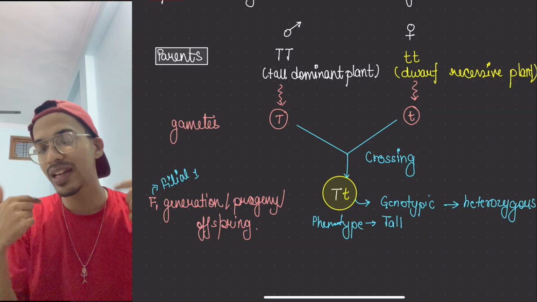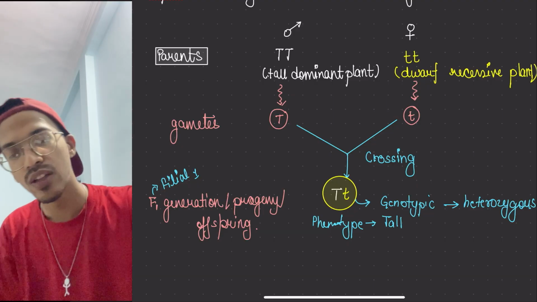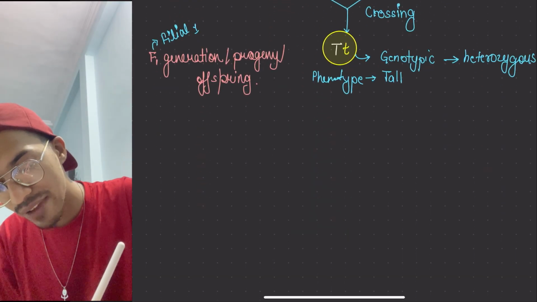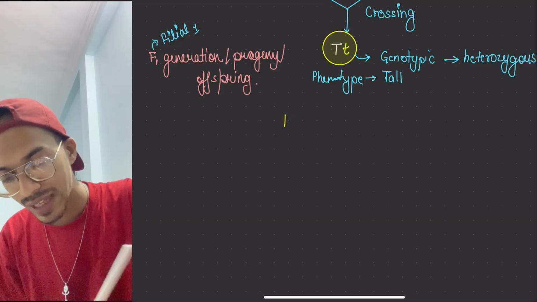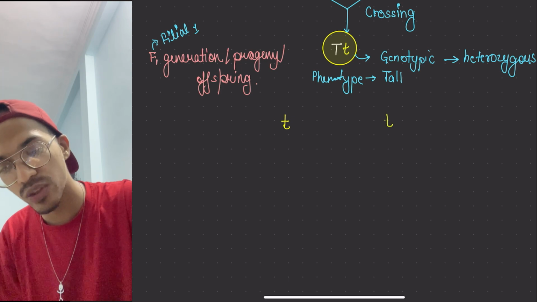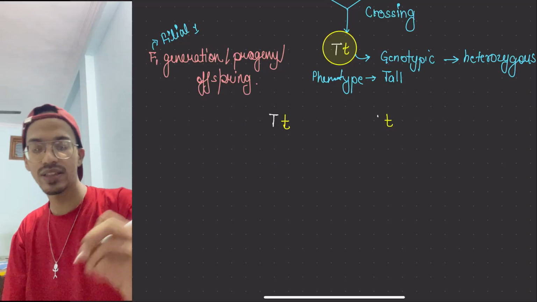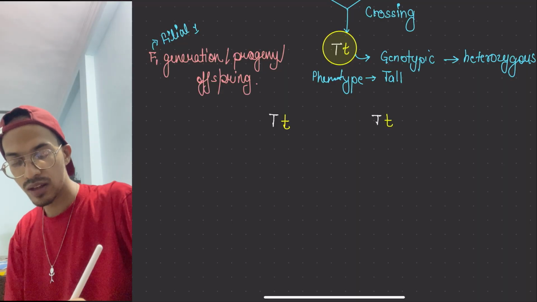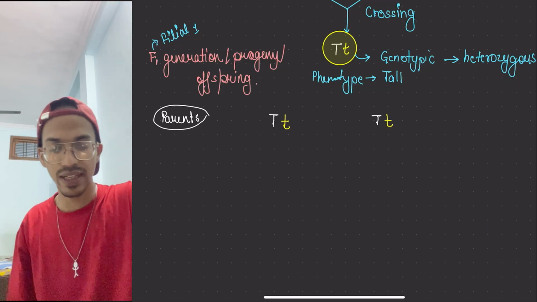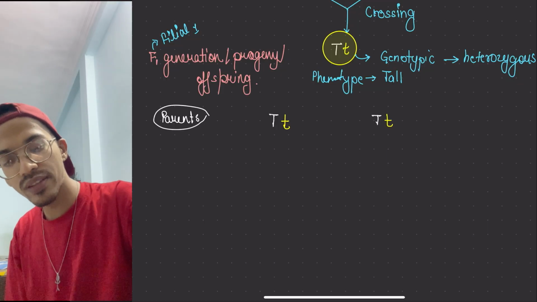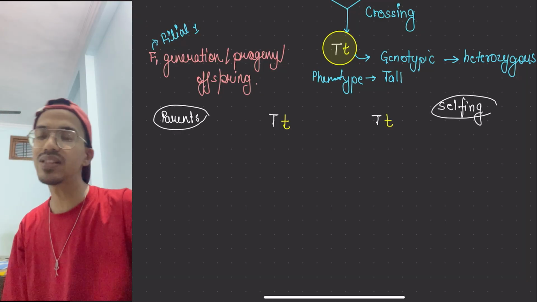So what happened next? They took two plants of the F1 generation. One is capital T, small t. This is the plant, and I am writing it now. These are the parents now. Since the same type of plants are being taken, we say they are doing selfing. Similar, right? That's why. So now the selfing will occur.